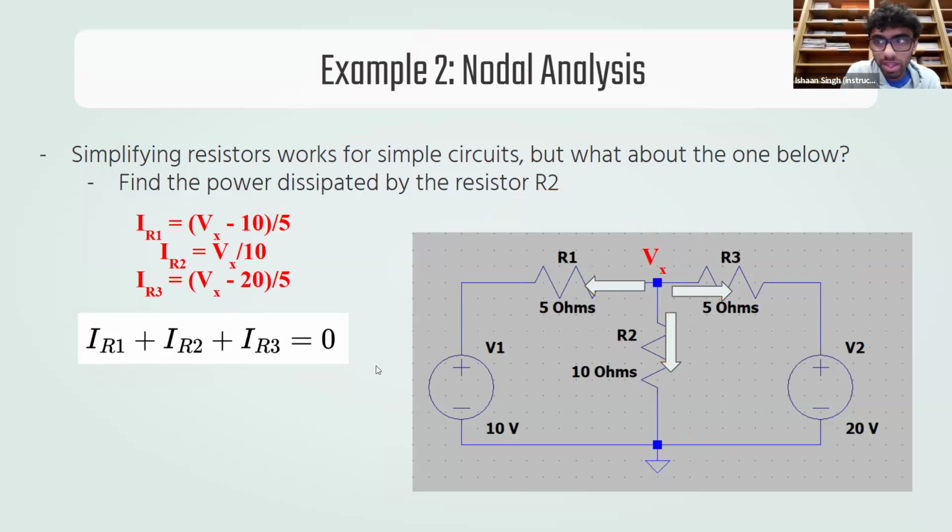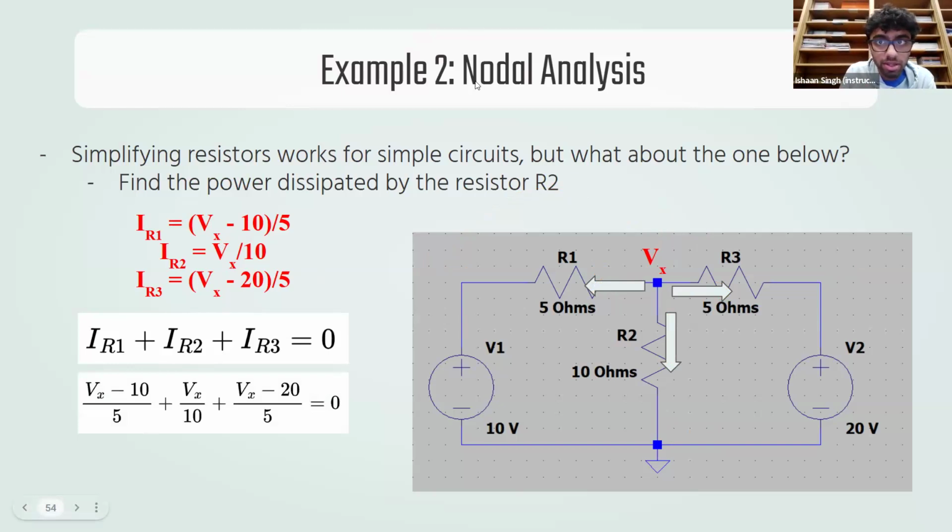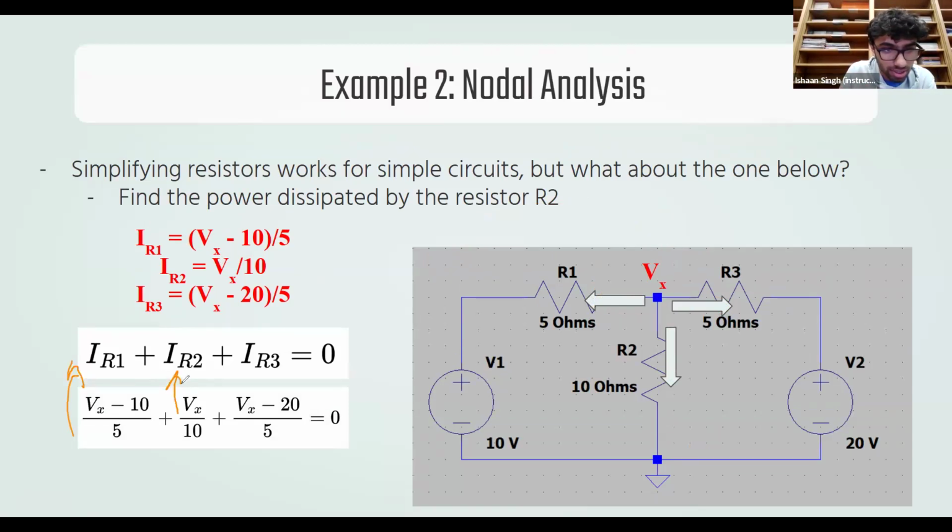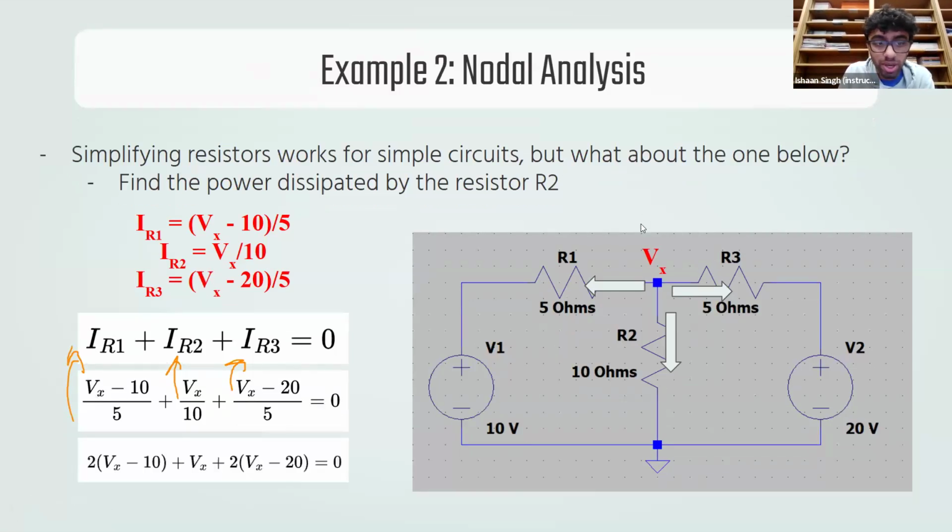Okay, so first, we substitute in the expressions that we have for IR1, IR2, and IR3 in terms of Vx. We write it like that. So this first term is that, this term is that, and this term is that. That's all we did. We just substituted in what we had previously solved for with Ohm's law. Then we multiply both sides of the equation by 10. So 10 times this term on the left gives us 2 times Vx minus 10. 10 times Vx over 10 is just Vx. And 10 times this term gives us 2 times Vx minus 20.